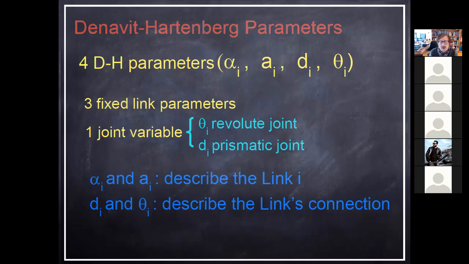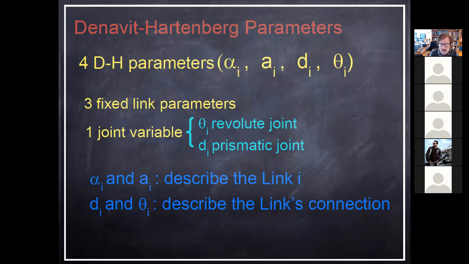So I have talked about 4 parameters so far. Alpha is the twist angle between the axes. A is the length of the link. D is the displacement between the origins of two consecutive axes, and theta is the twist of the next link with respect to the previous link. Only one of these is going to be variable.